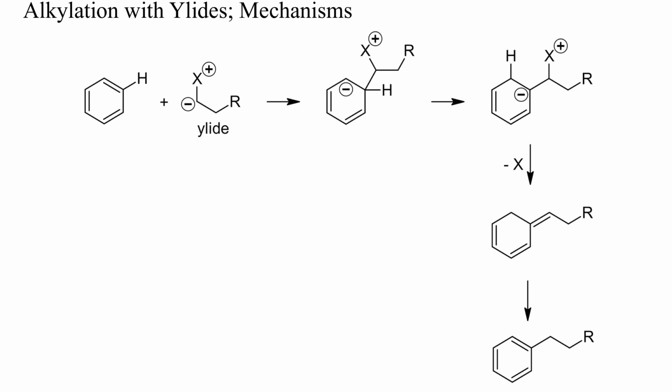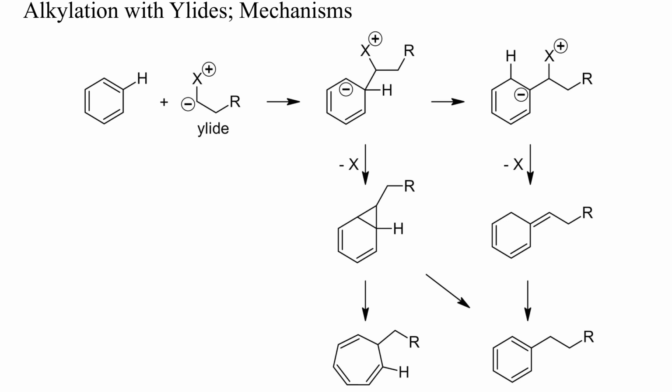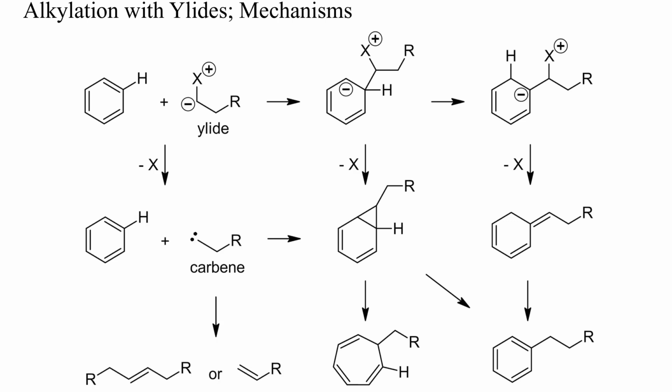I'll show you now some examples of arene alkylations with ylides, mostly with diazoalkanes. These are nucleophilic at carbon and can react with electron-deficient arenes. Migration of a proton, elimination, and aromatization then yields alkylated arenes, as sketched here. The initially formed intermediate can also cyclize to a cyclopropane and rearrange either to a cycloheptatriene or to the alkylarene. Alpha elimination from ylides may yield carbenes.